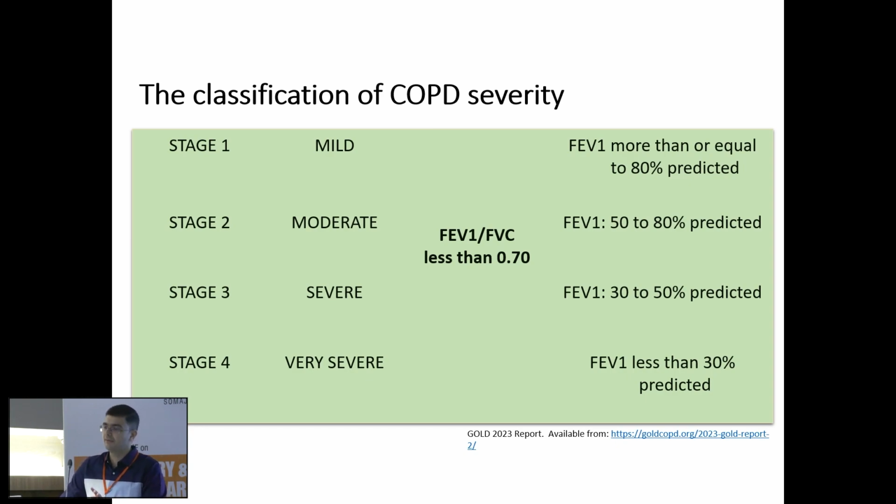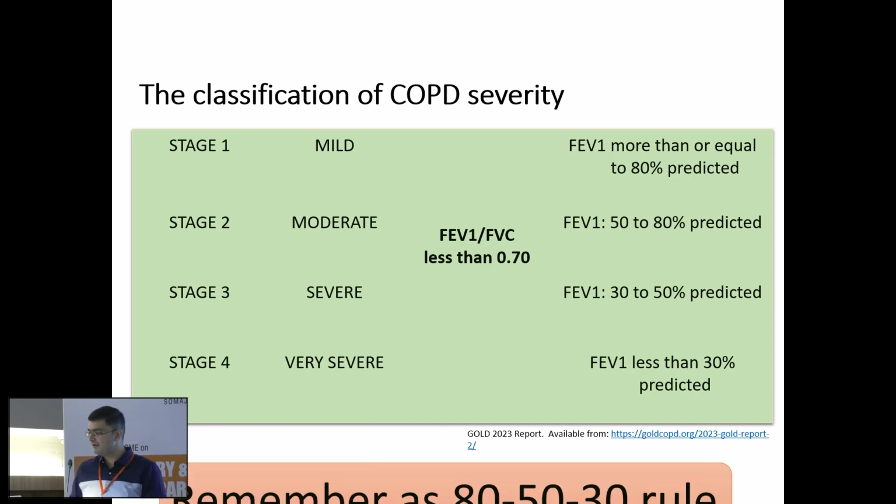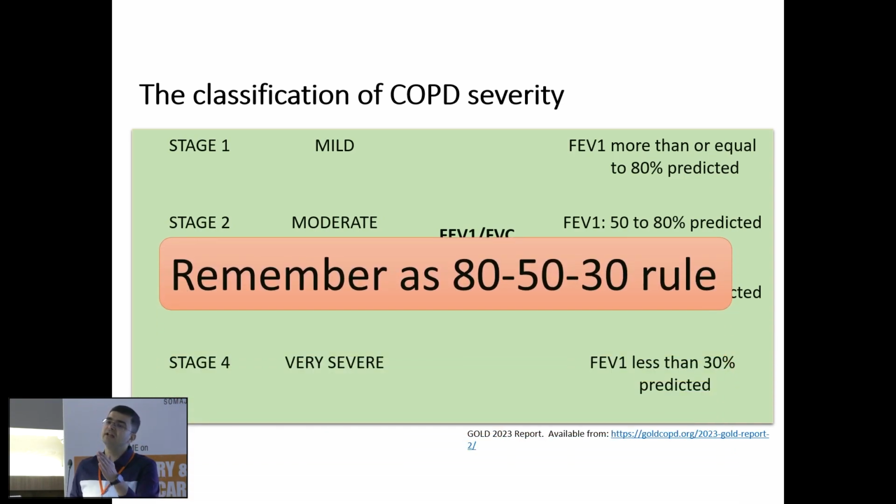So the classical classification criteria for COPD as of now is still for patients where the FEV1 to FVC ratio is less than 0.7, and then you look at the FEV1 value. And for the FEV1 values, you remember the rule as 80, 50, 30.